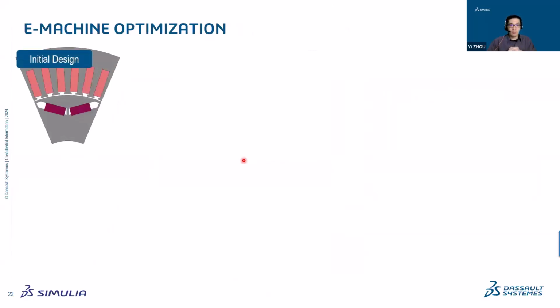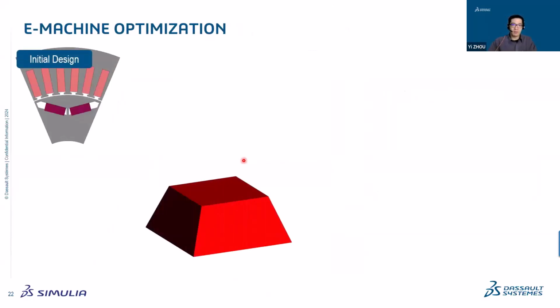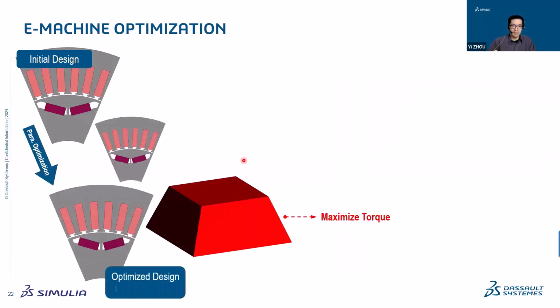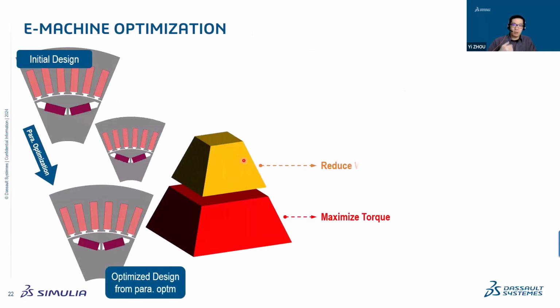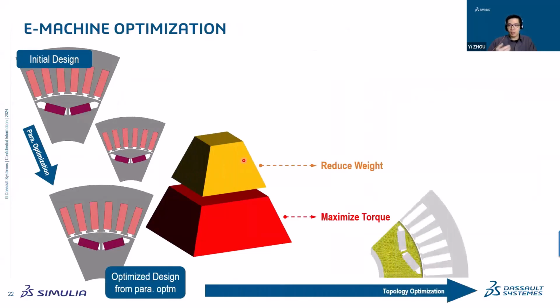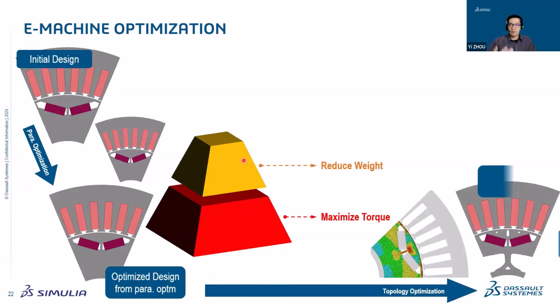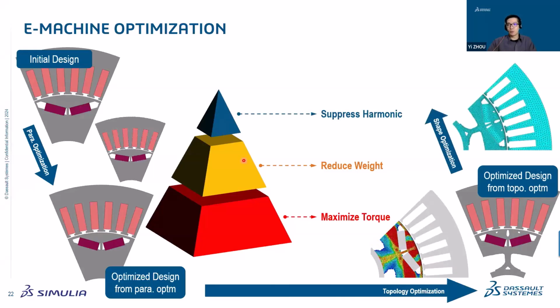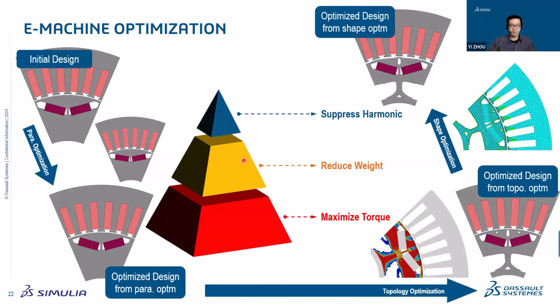So let's make a wrap up again. We have the initial design. We want to maximize torque, so we use parameter optimization and get the optimized design. In the meantime, we also want to reduce the weight, so we go to topology optimization, and then we have the optimized design from topology optimization. And in the end, we want to suppress the harmonics, and then we use chip optimization to do some fine tuning, and then we get the finalized design.